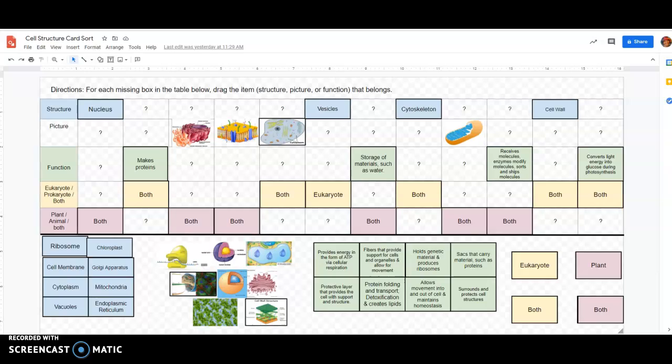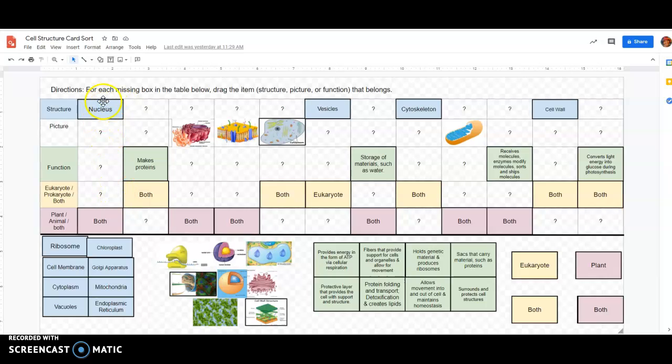Hello you guys, so this is the cell structure sort or card sort, and just to show you how you go about doing this activity, when you open the activity you see there's a chart on the top half and then there's extra blue, extra pictures, extra green, yellow, and pink cards. Those cards are going to be clicked on and then dragged into the chart.